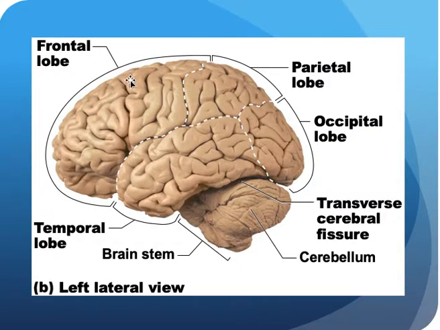So it's still frontal, parietal, occipital, temporal. So again, we're just adding a few things in here, and a lot of the terms and the labeling will be pretty similar to what you guys learned in the skull chapter, okay?